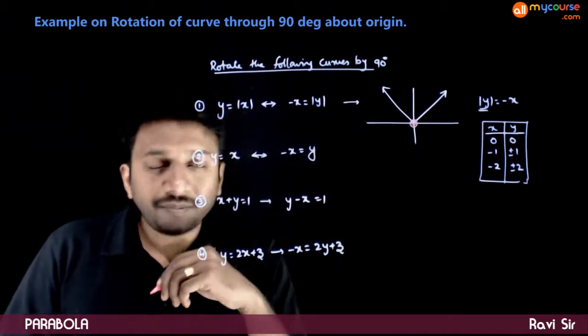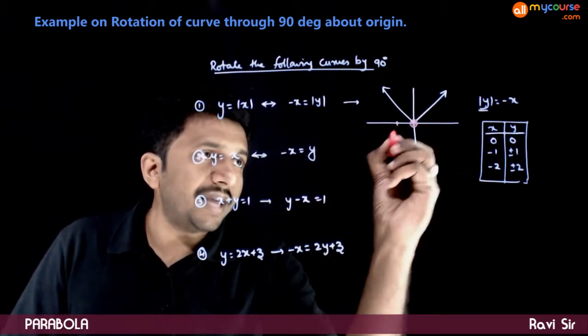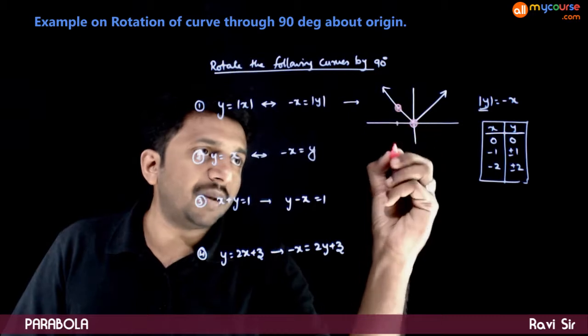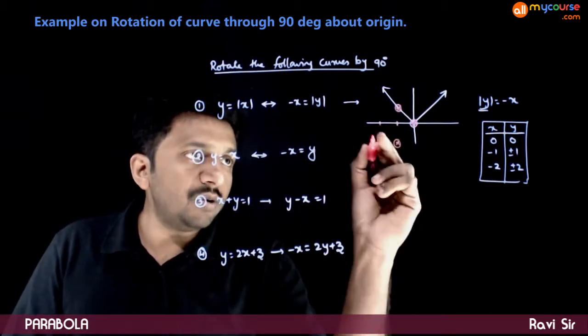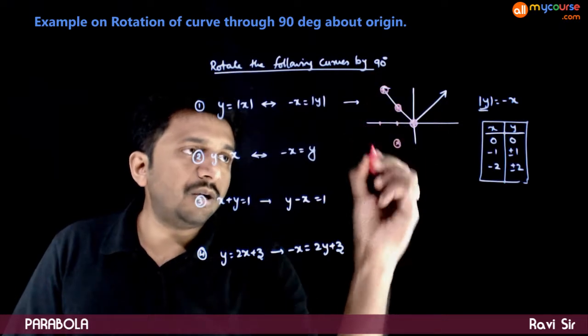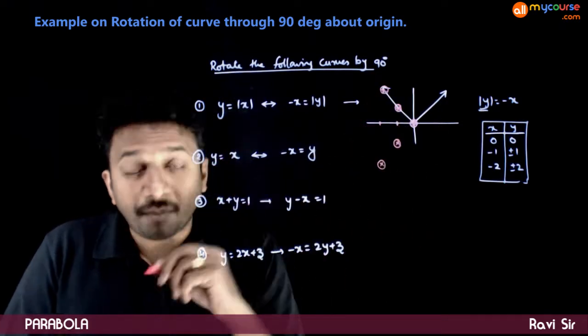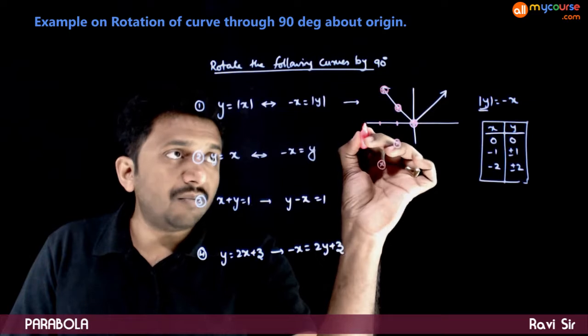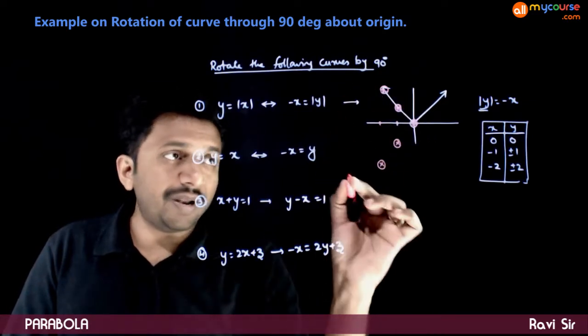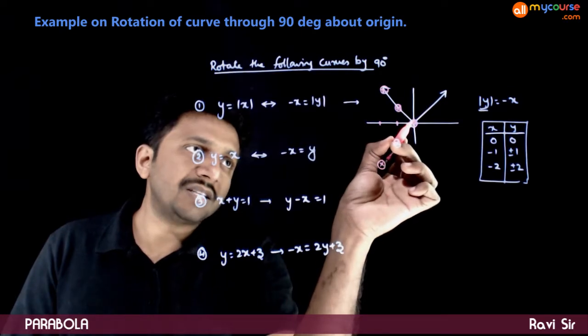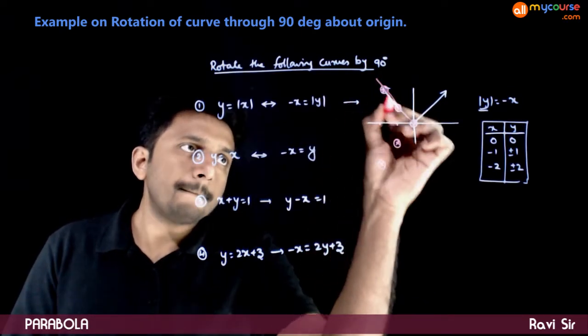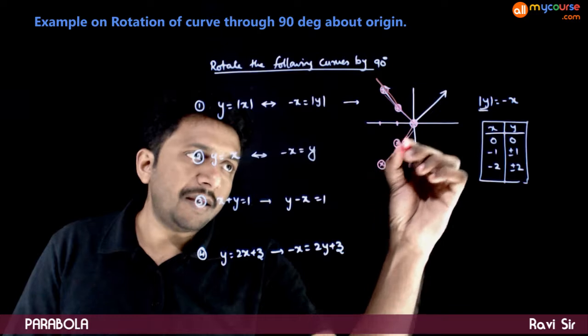So you have this point. When x is equal to minus 1, y is equal to either plus 1 or minus 1. When x is equal to minus 2, y is equal to plus 2 or minus 2. When x is equal to minus 3, y is equal to plus 3 or minus 3, and so on. So if you join them, you get a straight line here and a straight line here.